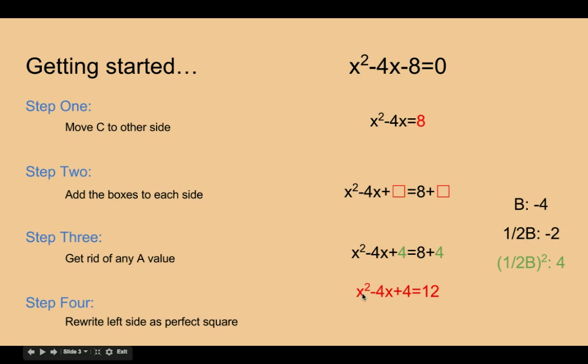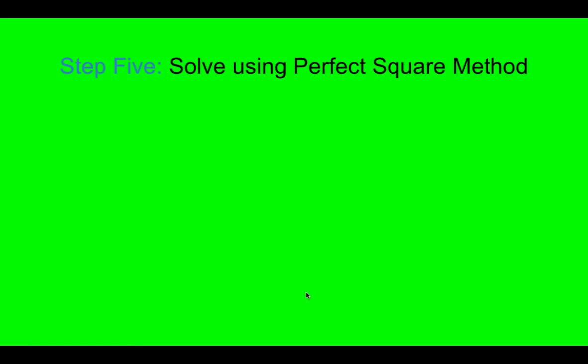So once we simplify, we will be left with the perfect square equation of x squared minus 4x plus 4 equals 12. You know it's a perfect square equation because when you take the square root of 4, which is 2, and multiply it by 2, you will get 4, which is our b. The last step is to solve using the perfect square method, which we learned in another video.